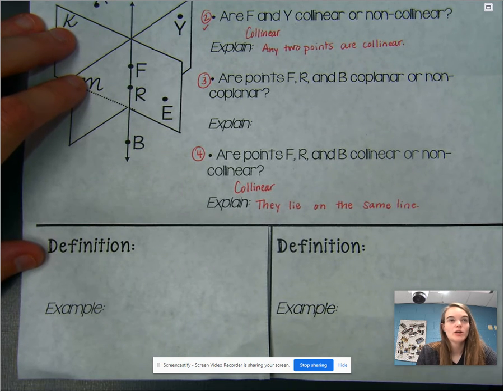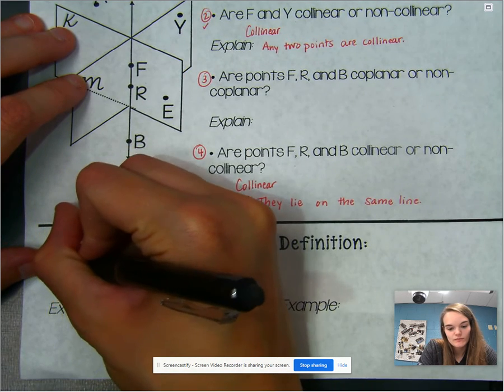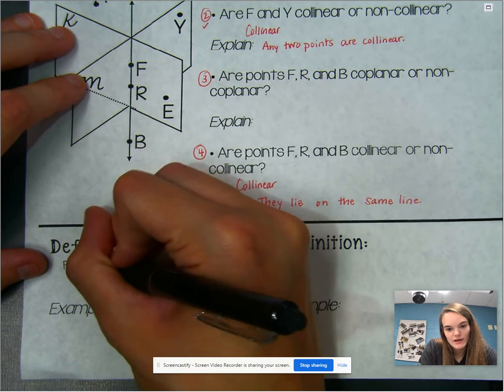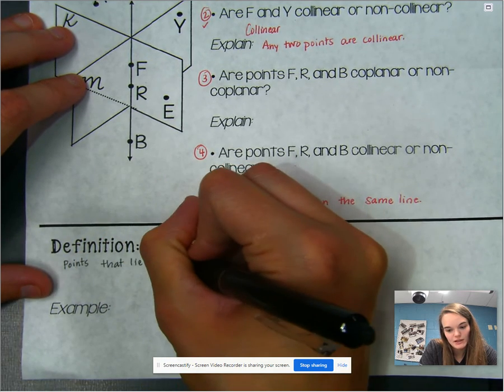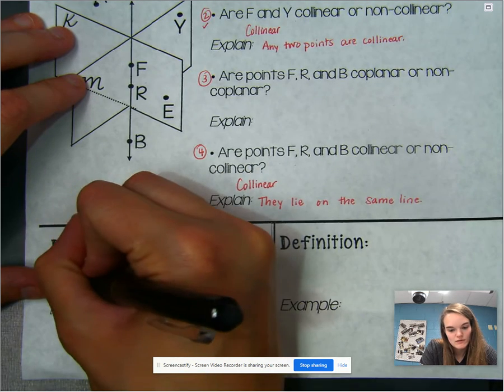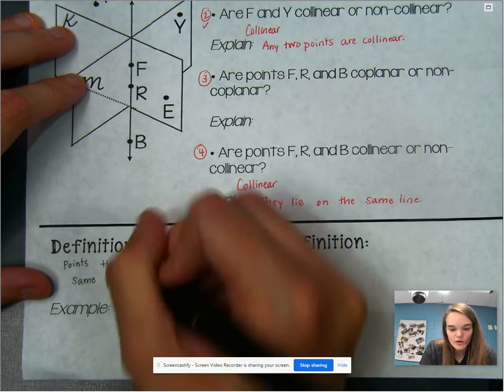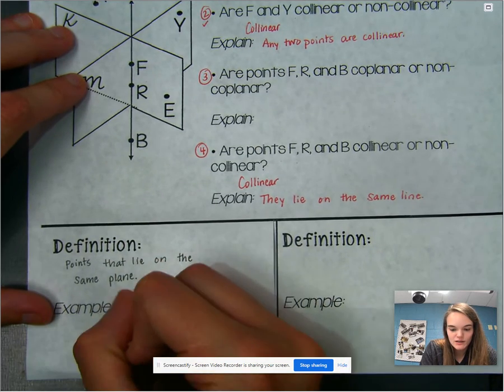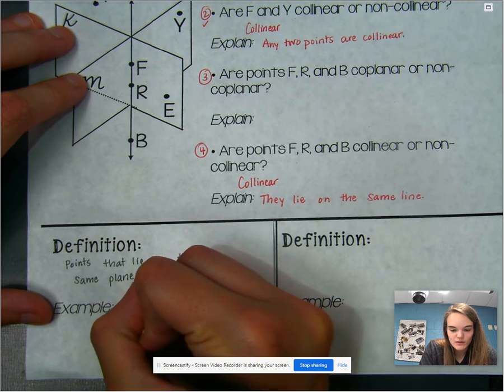Given what collinear meant, coplanar and non-coplanar pretty much mean the same thing. Coplanar points are points that lie on the same plane. For example, here's a plane, W, X, Y, Z.